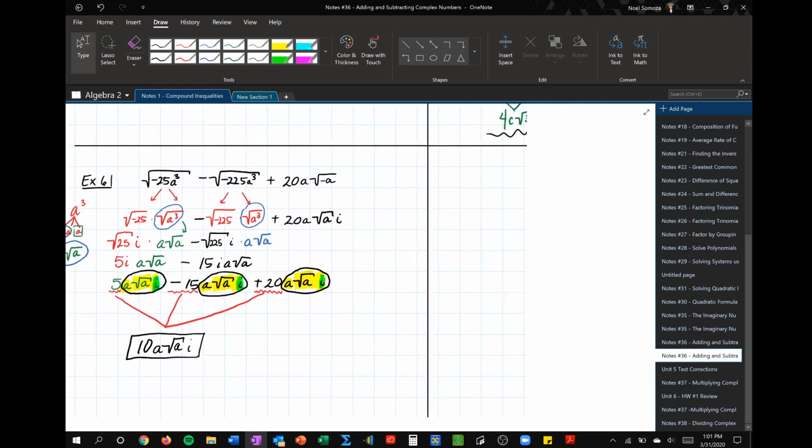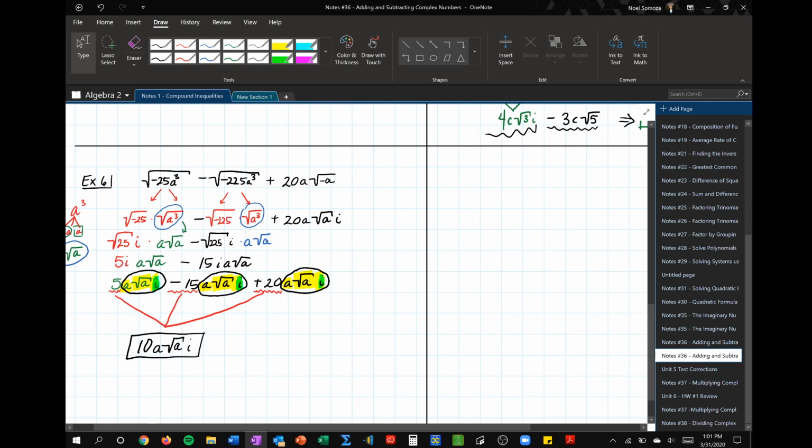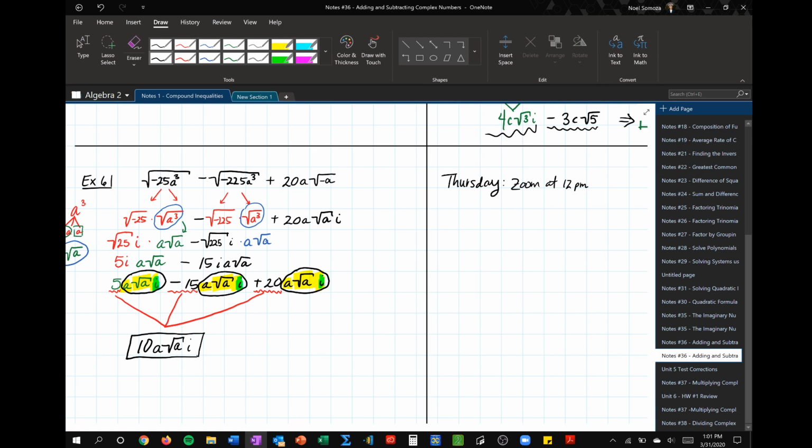Okay, so quick reminders. Thursday, we have a Zoom at 12 p.m. I'm going to do homework problems at 12. And then also on Thursday you're going to have a quiz on these first two sets of notes.